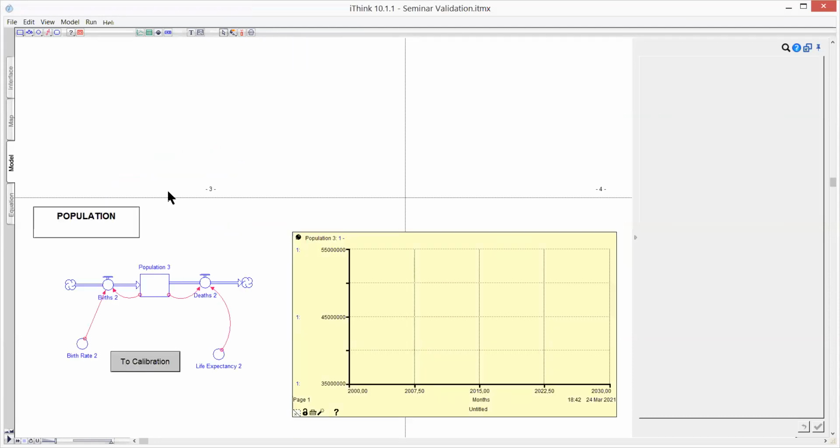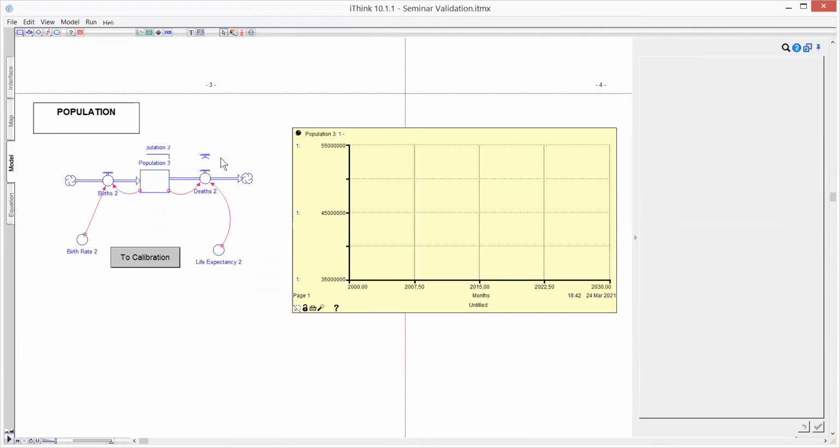Just want to go one back. Okay, sorry. Just here to population. So I'm going to just run that sensitivity run here for you at population.